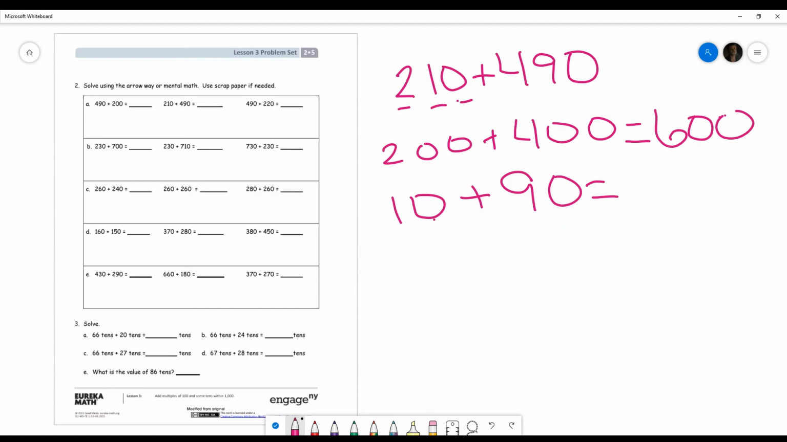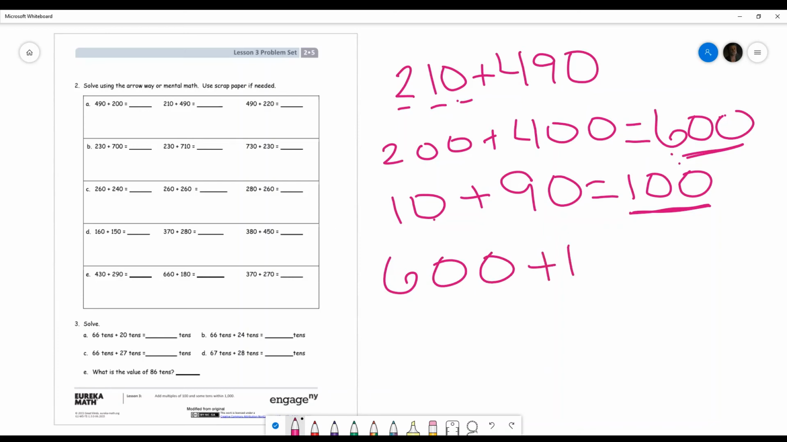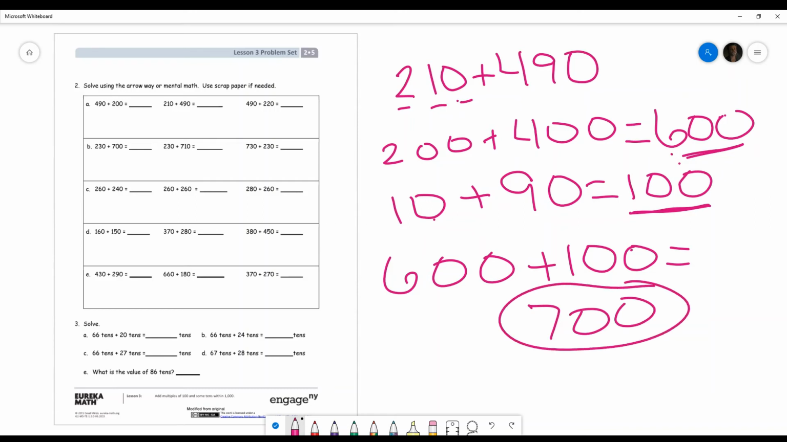So 0 plus 0, just skip count by tens. 10 plus 90. 90, what's 10 more than 90? 100. So now I have to add this number to my hundreds, and I know that 600 plus 100 equals 700. So that's my answer.